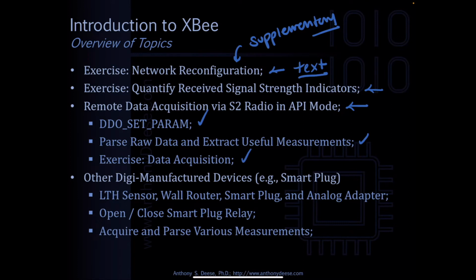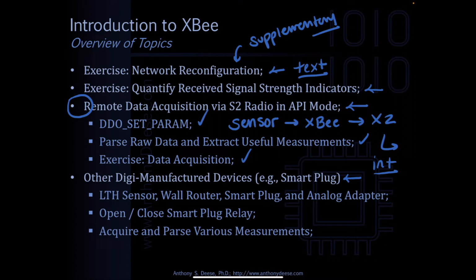Now, this I think is a really important section right here, especially for cyber-physical systems and Internet of Things, because what we're doing is we have a sensor and we are trying to acquire information from that via the XBee, communicate that back to the coordinator, and then send that out to the internet. So this is for those of you that are looking to build physical real-world projects, this is going to be very helpful. And then the last module is talking about other Digi-manufactured devices.